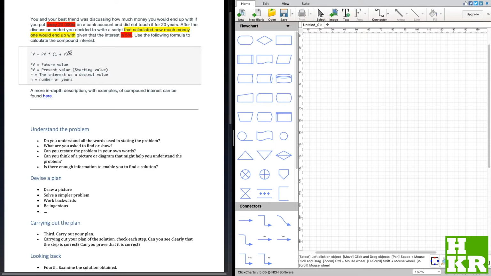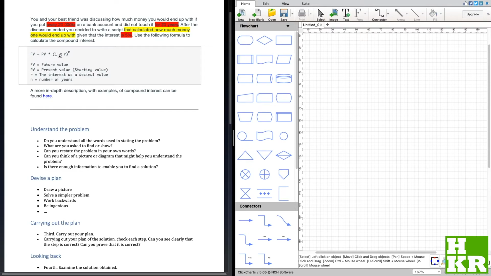But what about the n, the number of years? Do we know that? Yes, it says so here. The 20 years. So if we take a look at the formula here, we're going to put 20,000 here. We are going to multiply that with something that we calculate as 1 plus r. And we decided that r was 0.05. So this here is 1.05.